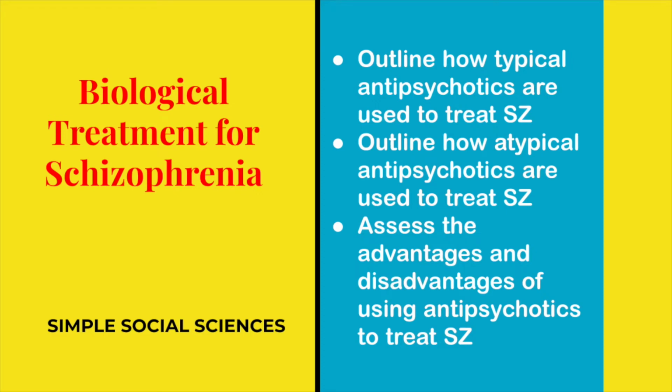Today we are going on to our biological treatment for schizophrenia, carrying on the schizophrenia series. By the end of this session, you should be able to do the following. Number 1, outline how typical antipsychotics are used to treat schizophrenia. Number 2, outline how atypical antipsychotics are used to treat schizophrenia. And number 3, assess the advantages and disadvantages of using antipsychotics to treat schizophrenia.